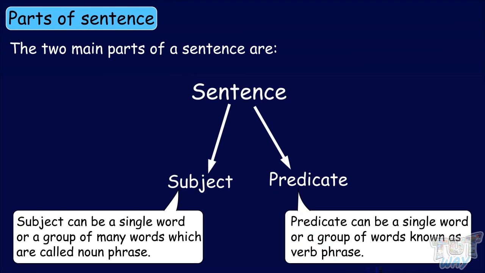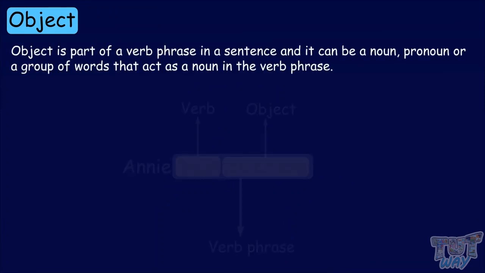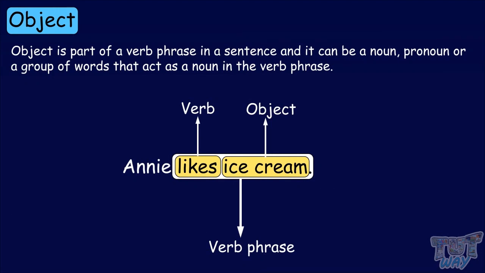Now, we are going to learn about objects. Object is part of a verb phrase in a sentence, and it can be a noun, pronoun, or a group of words that act as a noun in the verb phrase. And the action word or the verb in the sentence acts on that object. We will understand it with the help of examples.